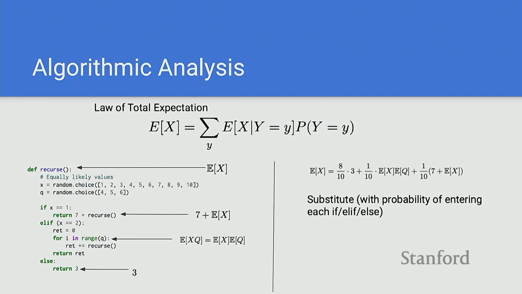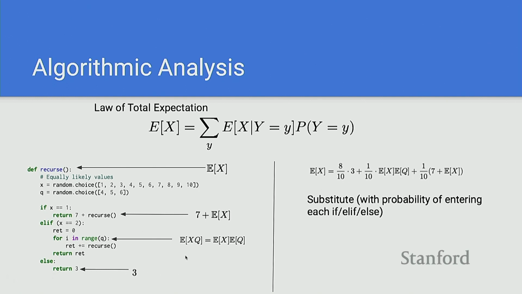So we multiply each one of the branches by their expected value. So we use the law of total expectation. The probability of entering this first branch with 7 plus recurse is 1 out of these 10, so that's 1/10. The probability of entering the recurse here is another 1 out of 10, so that's this term right here. Then 8/10 of the time we return 3.